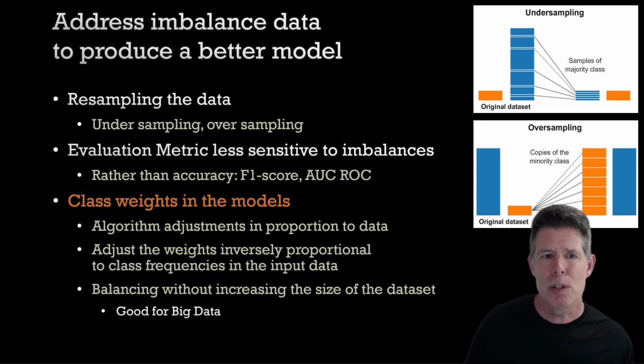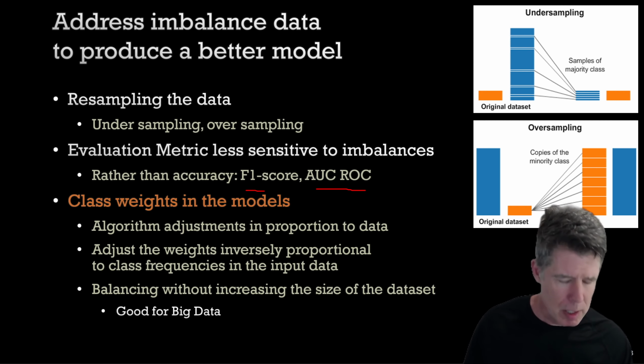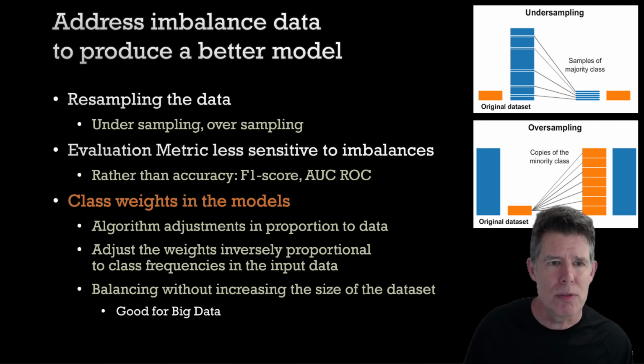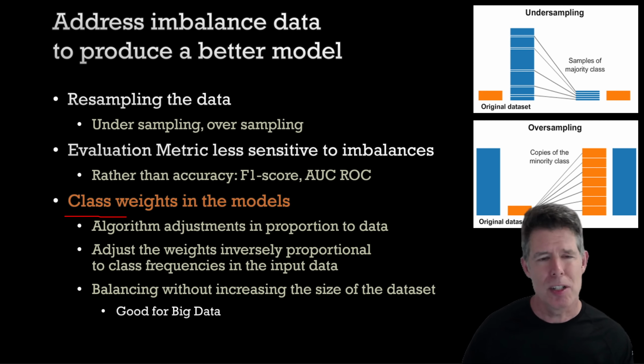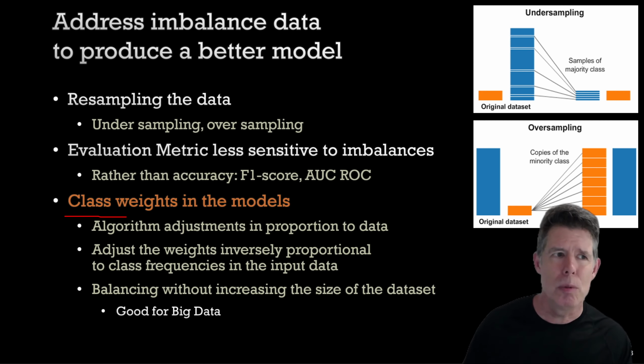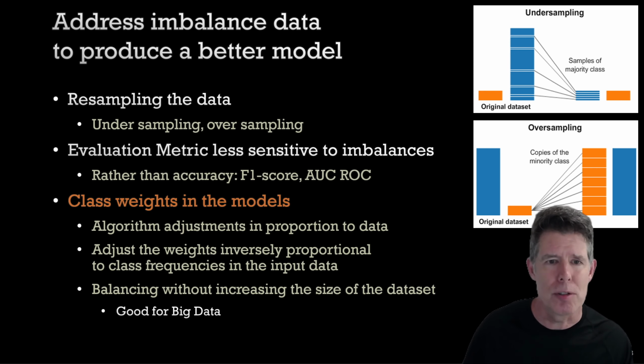So another thing you can do is use different metrics in order to determine a good model. And F1 score or the area under the curve for a ROC curve are good. But I would say it's more common for big data to use class weights. A lot of the modeling algorithms have weights so that you can adjust the algorithm to appropriate model given data that's unbalanced. So we're going to make these algorithmic adjustments in proportion to the data.